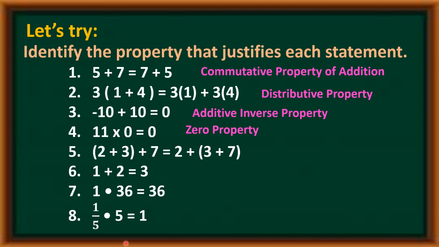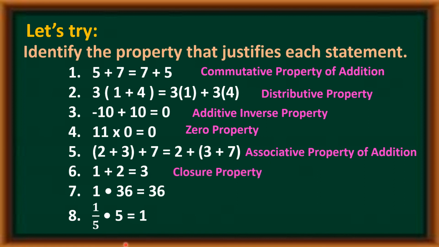Next, sa number 5, the first equation is 2 plus 3 plus 7. Naka-group yung 2 and 3. Dun sa right side ng ating equation, ang naka-group na ay si 3 plus 7. So that is associative property of addition. Then number 6, we have 1 plus 2 is equal to 3. 1 is integer, 2 is integer, our answer is integer, so that is closure property.